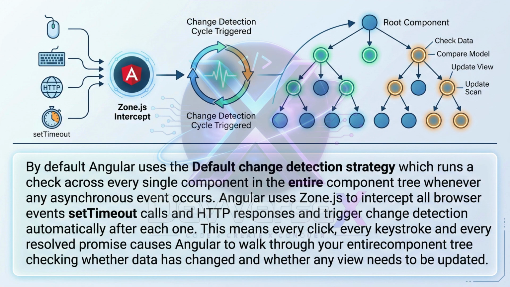By default, Angular uses the default change detection strategy, which runs a check across every single component in the entire component tree whenever any asynchronous event occurs. Angular uses zone.js to intercept all browser events, setTimeout calls, and HTTP responses, and trigger change detection automatically after each one. This means every click, every keystroke, and every resolved promise causes Angular to walk through your entire component tree, checking whether any data has changed and whether any view needs to be updated.